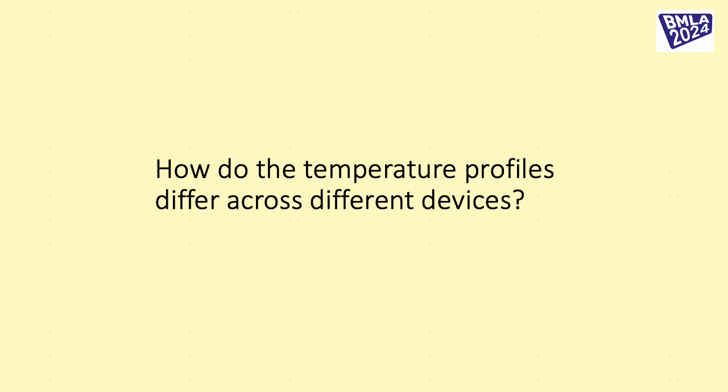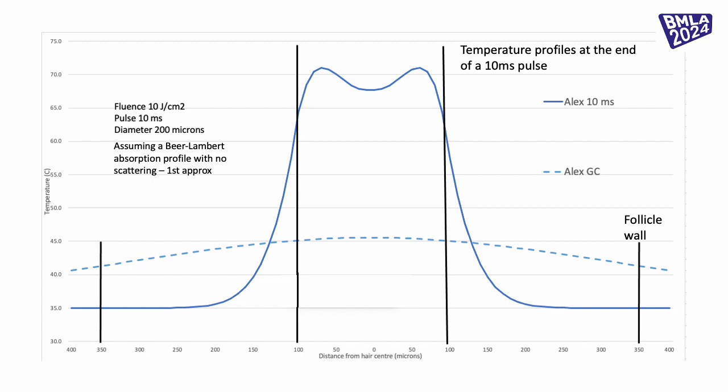But before we do that, let's compare the temperature profiles across a hair diameter for the 4 different devices we mentioned earlier. The solid blue line here shows the temperature profile at the end of a 10 millisecond pulse from an alexandrite laser. This is in a 200 micron diameter hair, so it's a big, thick, juicy hair, with an incident fluence of 10 joules per square centimetre. And again, we're assuming a Beer-Lambert absorption profile with no scattering. So the solid line is the temperature profile at the end of a 10 millisecond pulse.